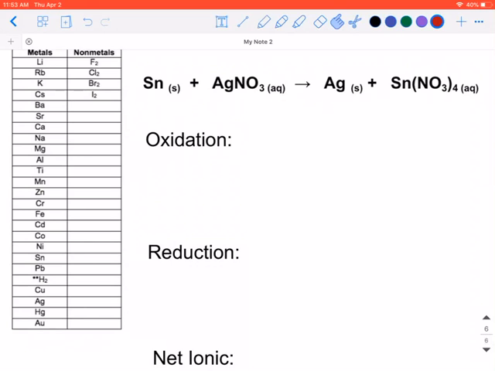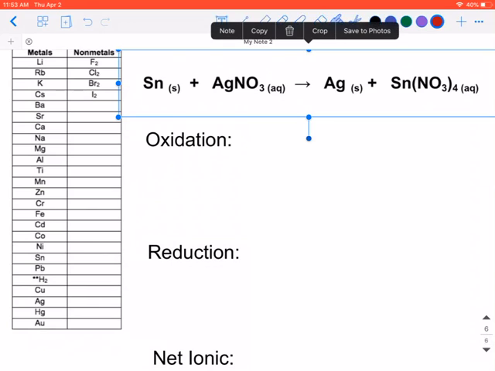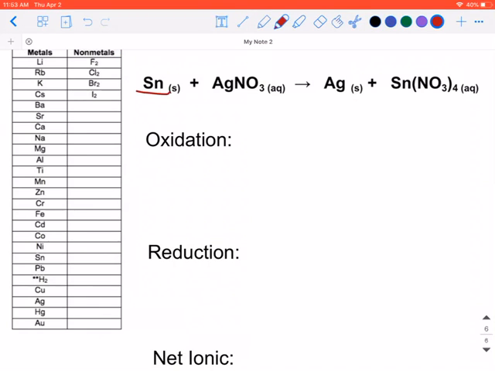So first step, we have to make sure that this reaction even occurs. I need to make sure that tin is higher than silver, because that single element has to be higher up than the thing that it's replacing. We have tin right here and silver down here. Since tin is higher, this reaction does occur. So we are good to go.